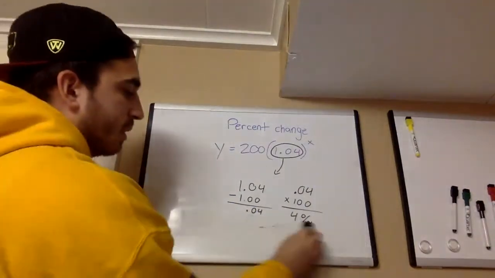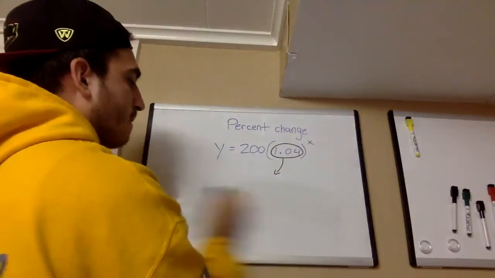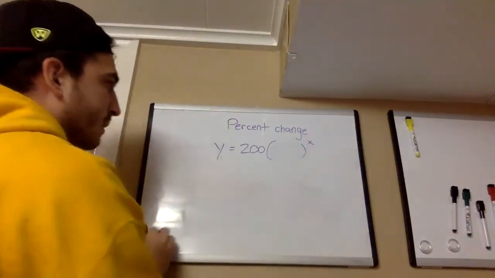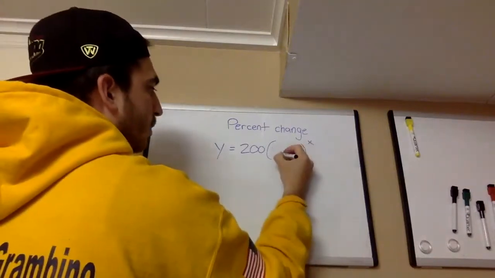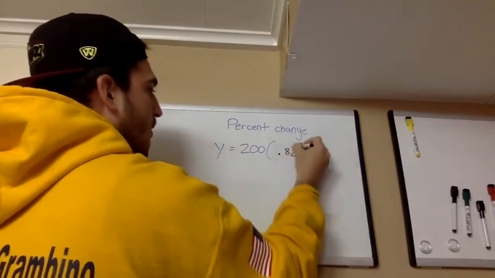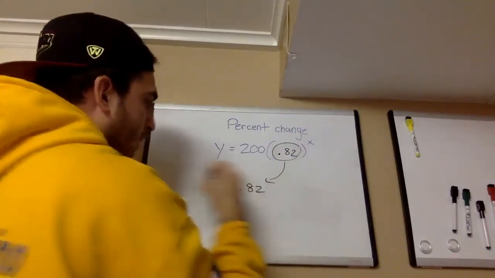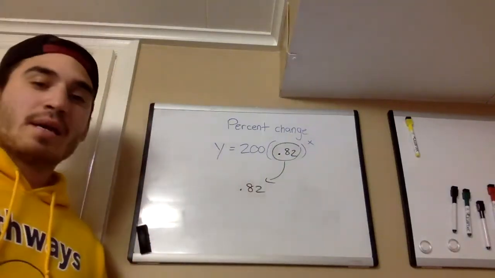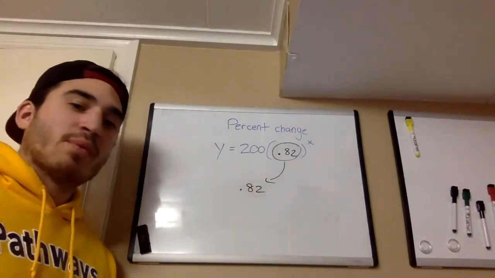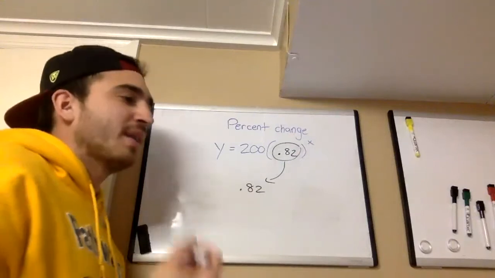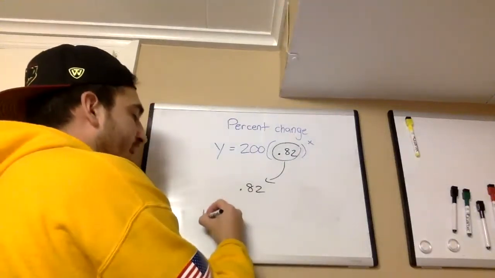Now I'm going to change it up a little bit. Let's just say the number inside the parentheses was 0.82. So once again, I'm going to pull that out, 0.82. And you're going to ask yourself, is this number greater than 1 or less than 1? Since it's a decimal, it does not have a 1 in front. This is less than 1, so it's going to be decay.